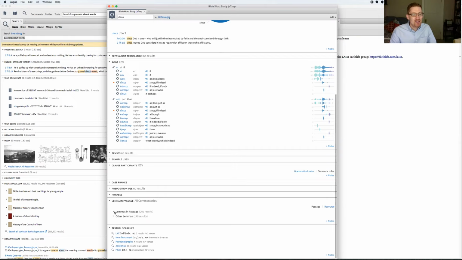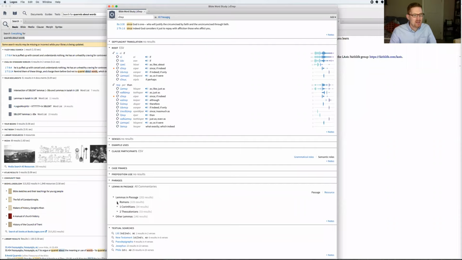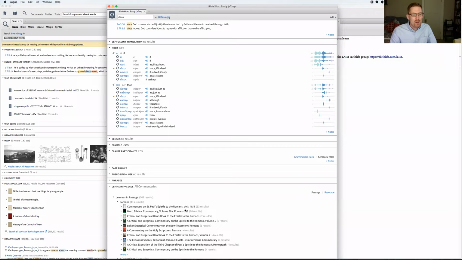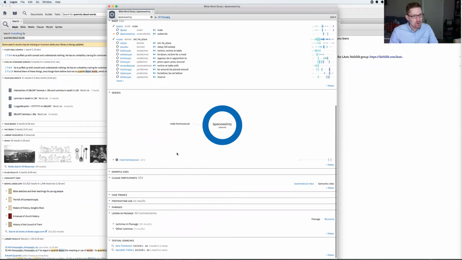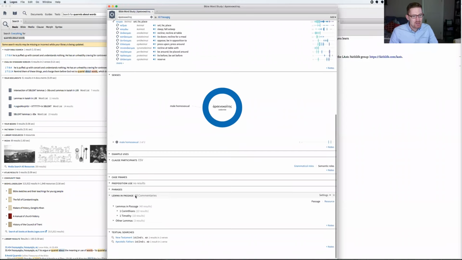And then look at this, lemmas in passage, which I believe you have to have Logos Now to have, which is a special subscription service. It'll actually show you what commentaries discuss this word, and that would be especially valuable. Let's go back to arsenokoites in the Bible Word Study. It's only used twice in the ESV, so there's only two elements to my graph. It gives me root information in the Bible Sense lexicon, and there's only one sense for it, so only one shows up there. But if I look for lemmas in passage, this is going to show me all the commentaries which discuss this word. Why is that significant?